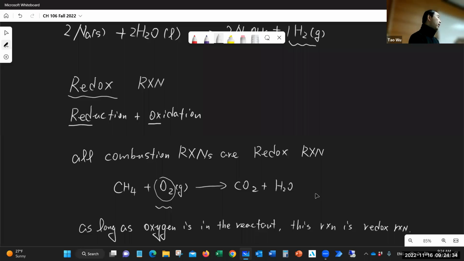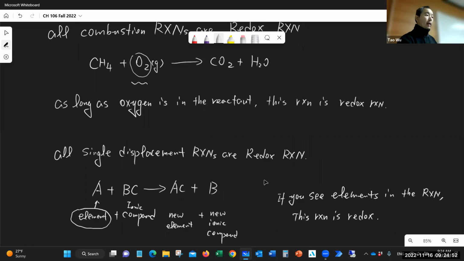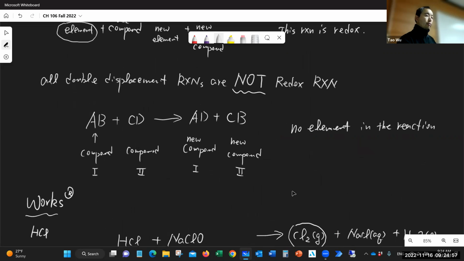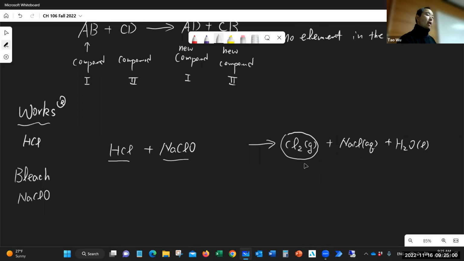As long as you have elements in the reactants or products of a chemical reaction, then for sure this is a redox reaction. Double displacement reactions are not redox reactions. And in this reaction, you will see that it is a redox reaction and also a gas forming reaction. So this is pretty much what we talked about today.